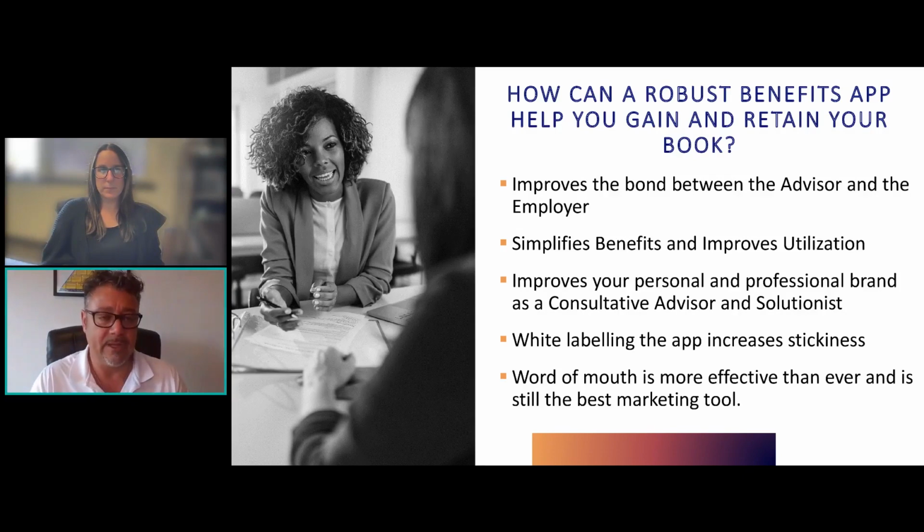And so often it can be easy for us to forget because we're the ones in the quote unquote weeds all the time, right? We're the ones looking at all the information with benefits. The people and the end users are not. So you have the opportunity of simplifying not just the process, but also the benefits as well. And that's going to improve utilization. You're going to improve the engagement.